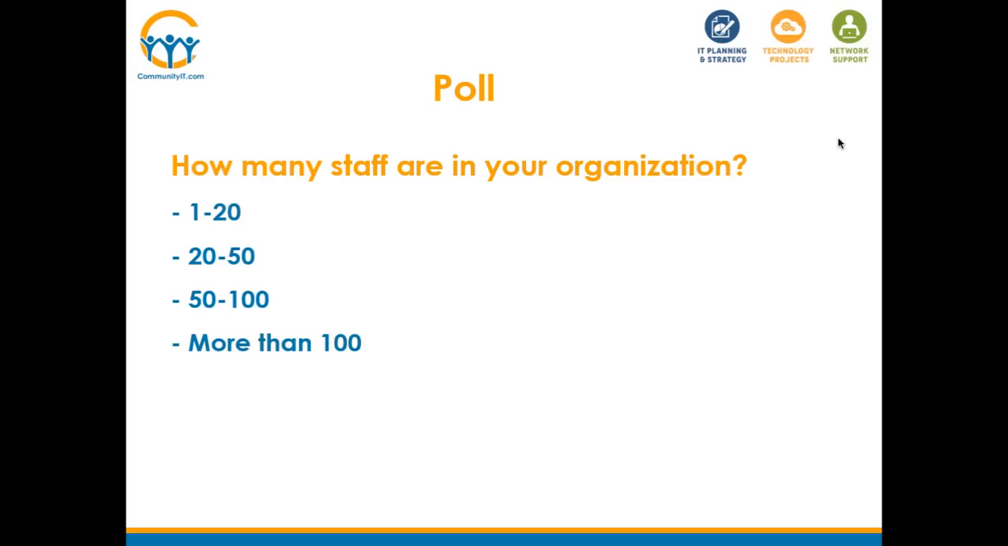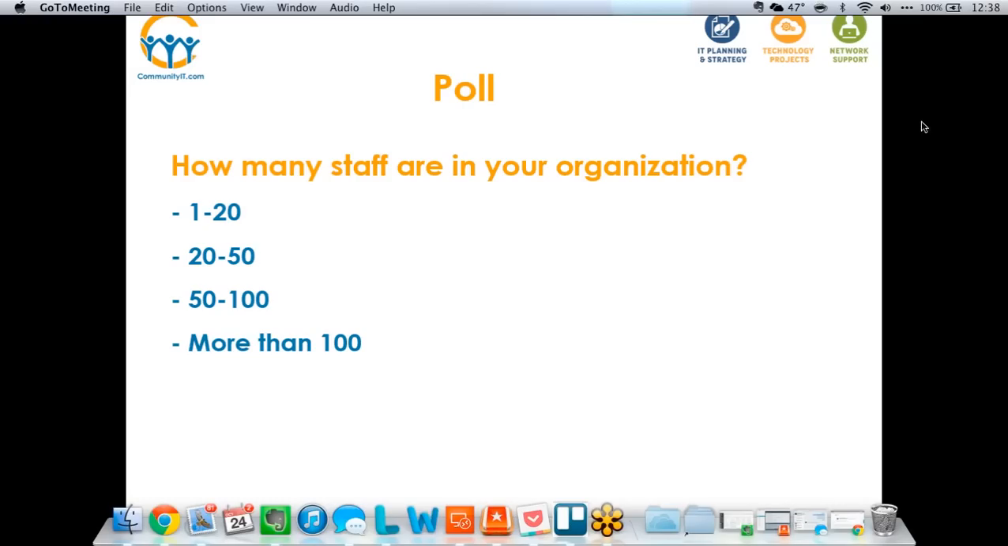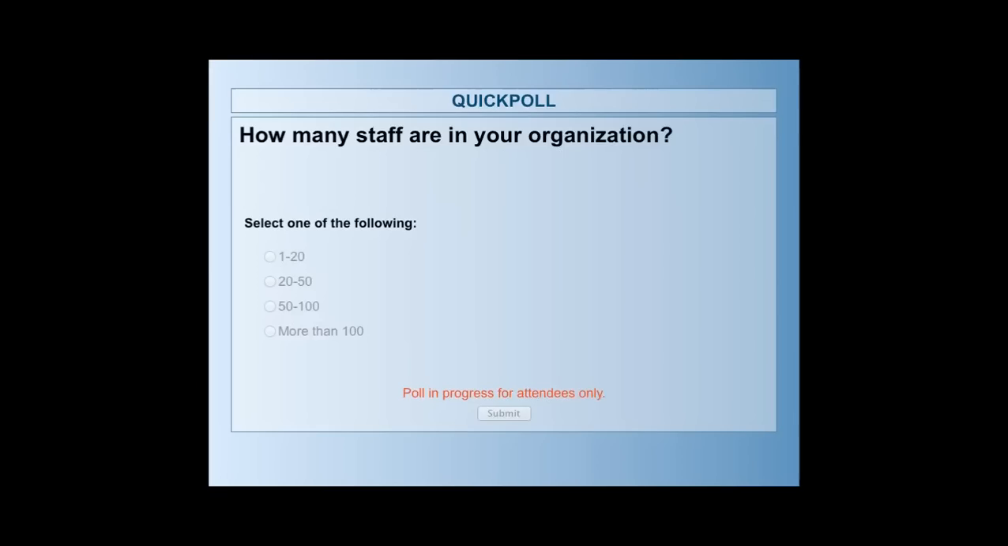Before we do that, we wanted to take a quick poll. So if you could look at your GoToWebinar software there, the little poll question should come up. We're just curious who's in attendance today based on staff size. So just answer how many staff are in your organization, whether it's 1 to 20, 20 to 50, 50 to 100, or more than 100. Here we go, the poll's coming. So if you could just take a minute to answer that.